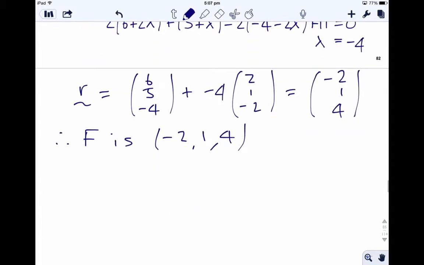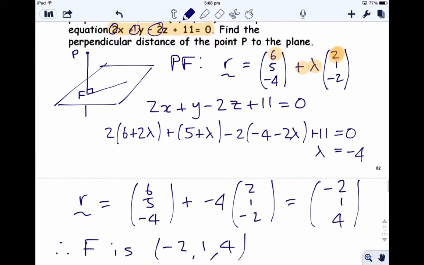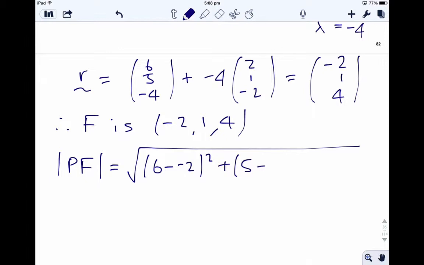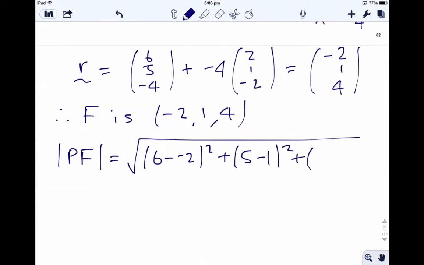We just use Pythagoras in 3 dimensions. So the length of P to F would look like this imposing looking thing. I'll start with P. So the square root of (6 minus -2) squared plus (5 minus 1) squared plus, the coordinates of P, last one is -4, (-4 minus 4) squared. Once again, that is the square root of 144. Wasn't I quick? That is 12. There's how you find the closest distance between a point and a plane.